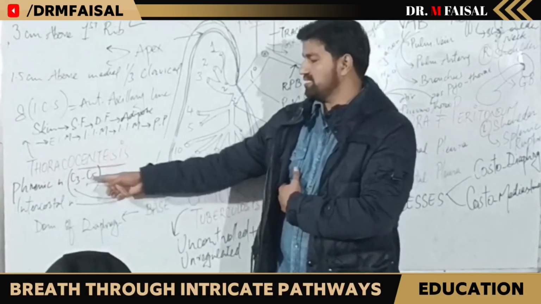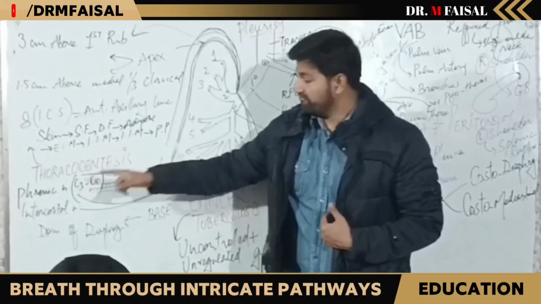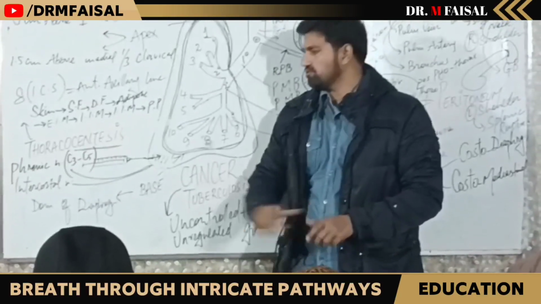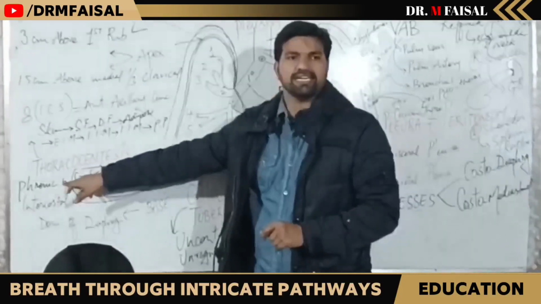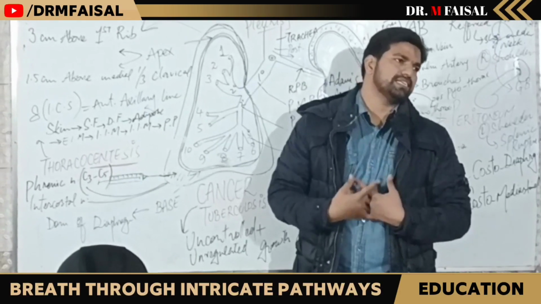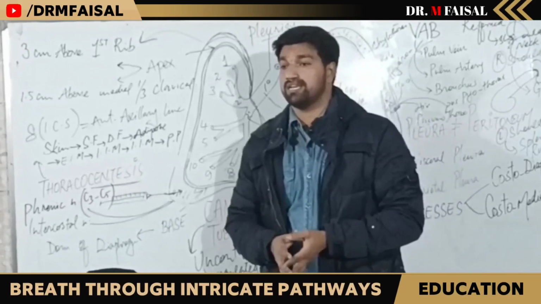And this is the innervation of the parietal pleura: the phrenic nerve. Root value is C3, C4, and C5. This is the nerve which is innervating your diaphragm. If this nerve is not working in your body, you cannot live, because when there is no phrenic nerve, there is no innervation to your diaphragm, and you will die of respiratory arrest. Because the diaphragm is the most important muscle of respiration.